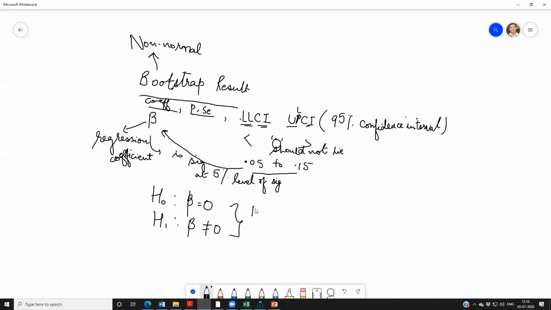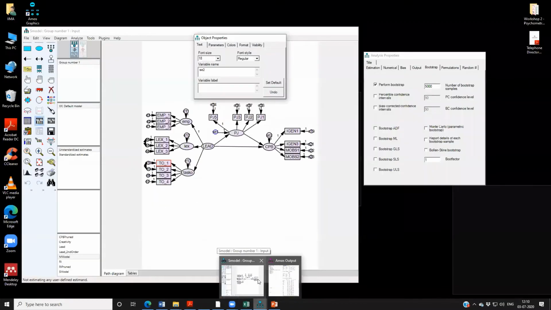When you are testing this hypothesis, beta equal to 0, beta not equal to 0, look for the bootstrap coefficient. You will report this as well as the confidence interval. So you should always report it. Let me go and do this.